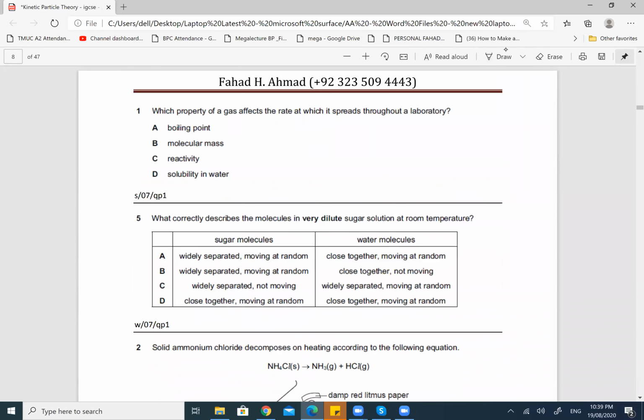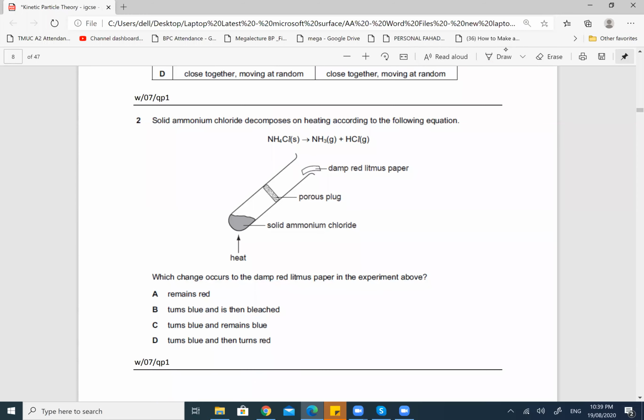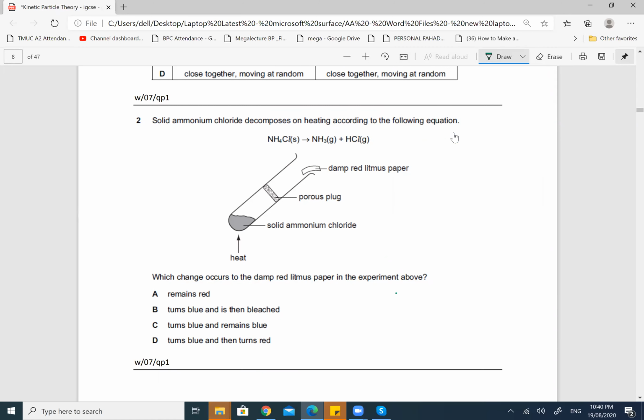So this is easy as well. I think it's getting repeated. Now this question is actually the opposite of what we studied earlier. In this question, do you know what a litmus paper is? You must know. It tells you what the pH of something is. Do you know what the color changes of a litmus paper are?